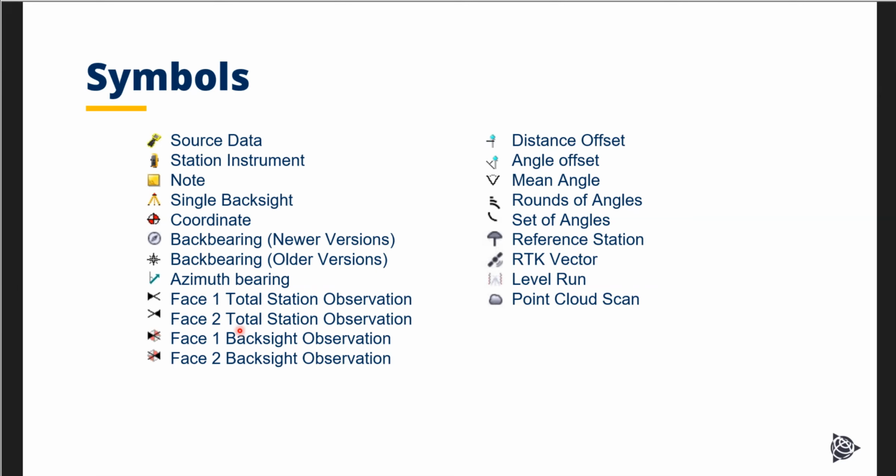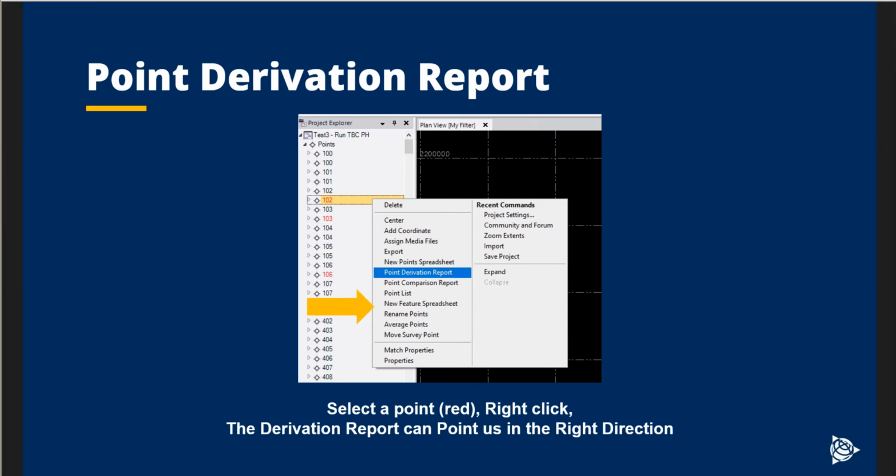Here's your phase 1 observations, phase 2 observations, phase 1 and 2 backside observations, horizontal angle offsets, mean angles, rounds, sets of angles. GNSS, base station information, vector level runs, point cloud. There's a lot of information here, right? But this symbology shows you where you can go in there and look at it, and the more you do it, the easier it'll get.